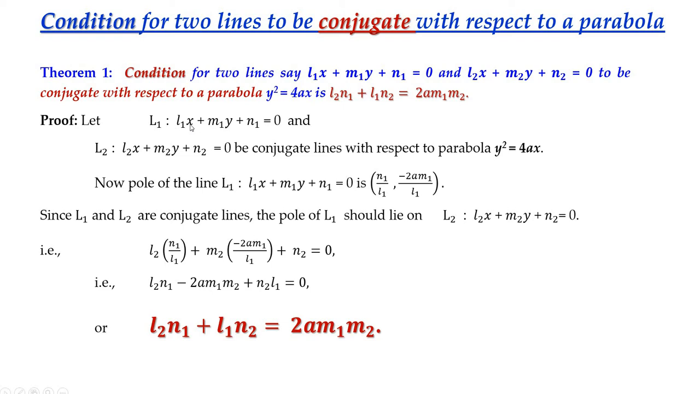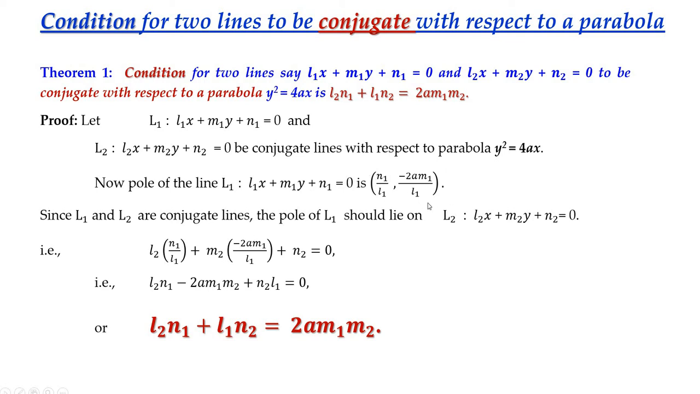So you consider this line as L1, and this line as L2. Now let us assume that these 2 lines are conjugate lines, only then we can obtain the condition. So you first find the pole of the first line. This is what you get. In general, for Lx + My + N = 0, the pole will be (N/L, -2aM/L). So here we have L1, M1, N1. So this is what we have as the pole.